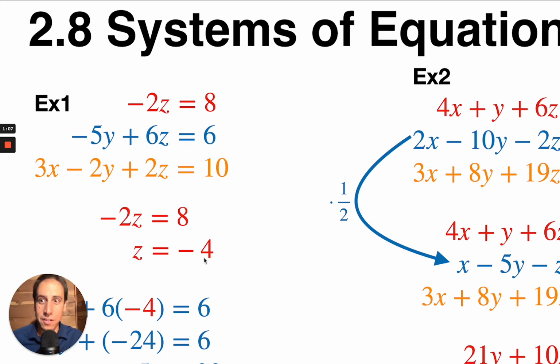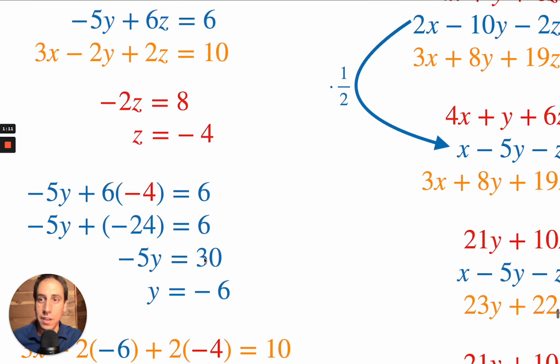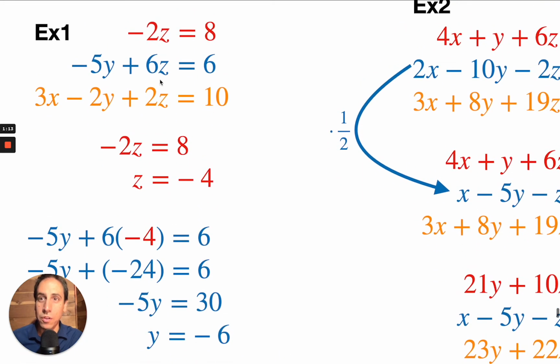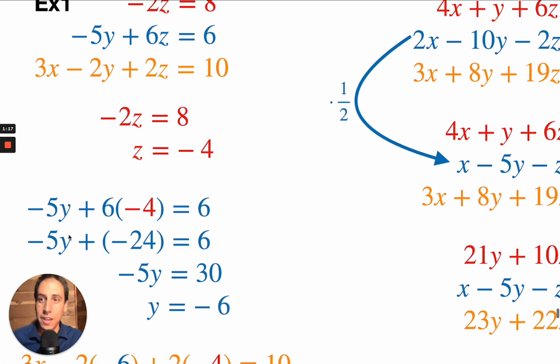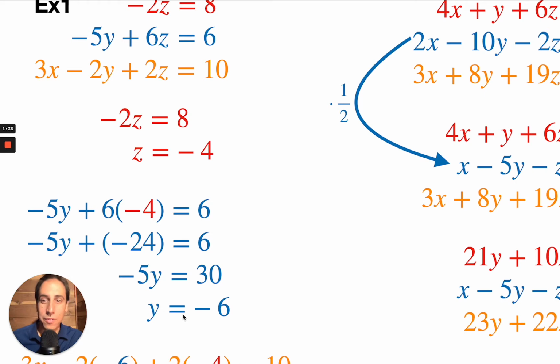And all of a sudden, you can plug it into the other equations. If you know that z is equal to negative 4, then you can plug it into the blue equation. Rewritten, it no longer has a z in it. It has negative 4, and then you can solve that. You multiply 6 times negative 4, you add the 24 to both sides, and then you undo the multiplication, and you get y is equal to negative 6.